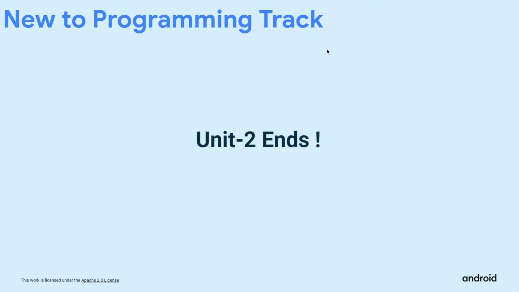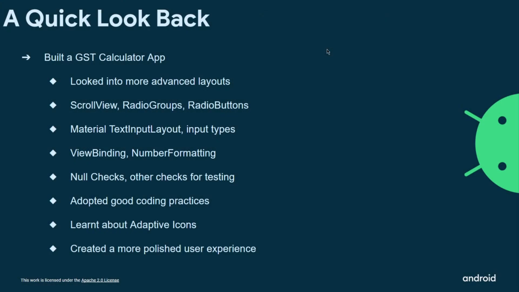This is the end of unit 2. So the two pathways we have covered are taking user input, and the second is displaying a scrollable list using RecyclerView. But there is always more than meets the eye. So new units are constantly being added in this track. So make sure you cover those also for full Android development experience. Let's have a quick look back at what we learned and created in this unit.